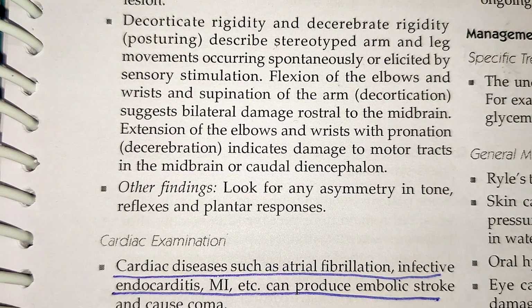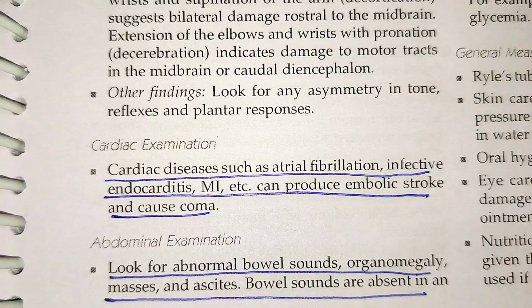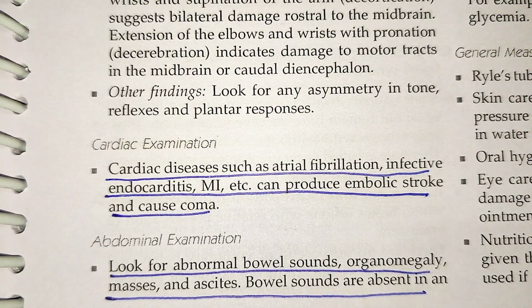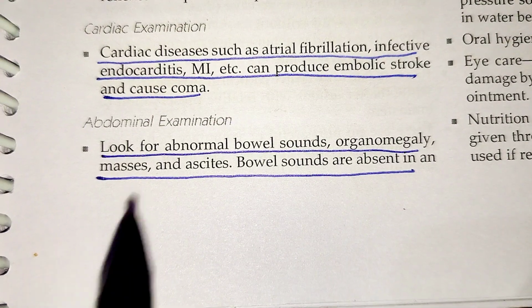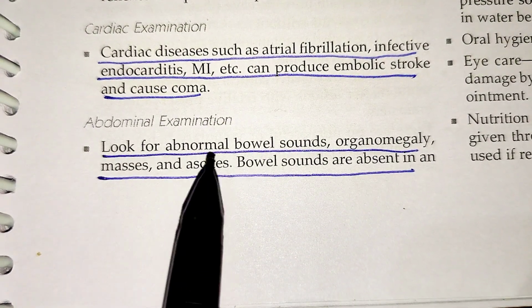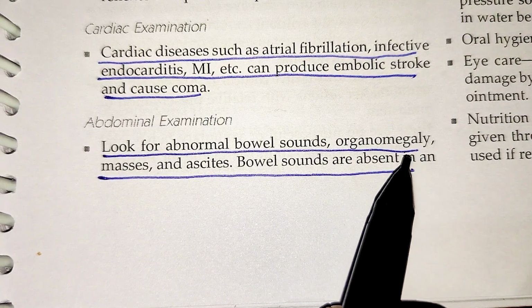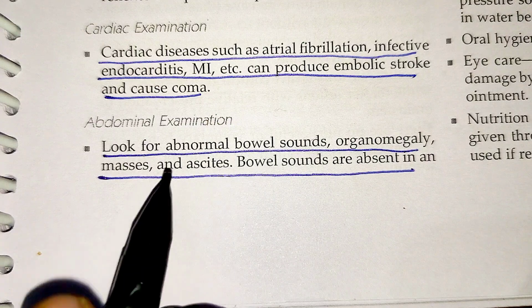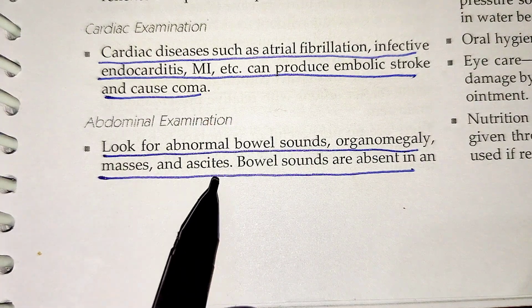Let's discuss the cardiac examination. Cardiac examination is done to rule out diseases like atrial fibrillation, to find out cardiac causes like atrial fibrillation, infective endocarditis, and myocardial infarction. These can produce embolic stroke and further result in coma. In case of abdominal examination, we have to look for abnormal bowel sounds, organomegaly, that is enlargement of any organs like splenomegaly or hepatomegaly, and any presence of mass in the abdomen, and ascites, fluid collection.